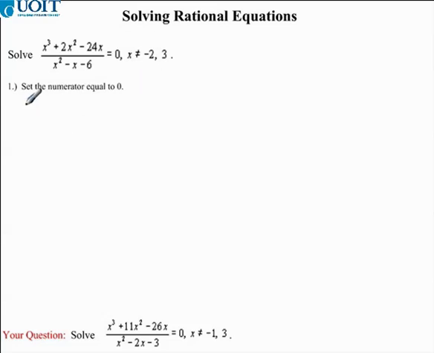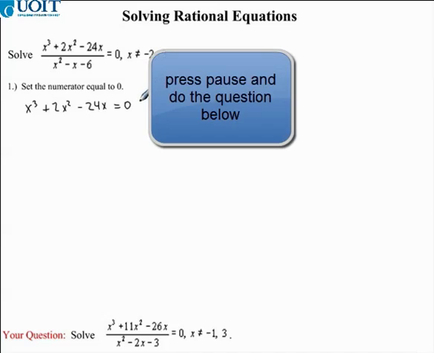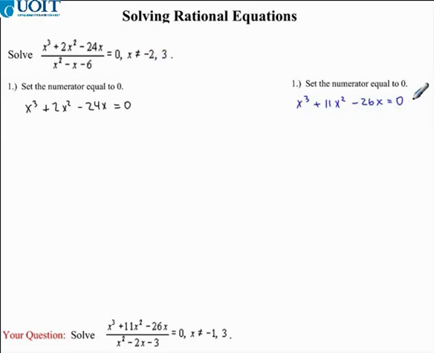Our numerator is x cubed plus 2x squared minus 24x, and we're going to set this equal to 0. I would now like you to try doing this step with the question you are given. Here's the answer you should have got.